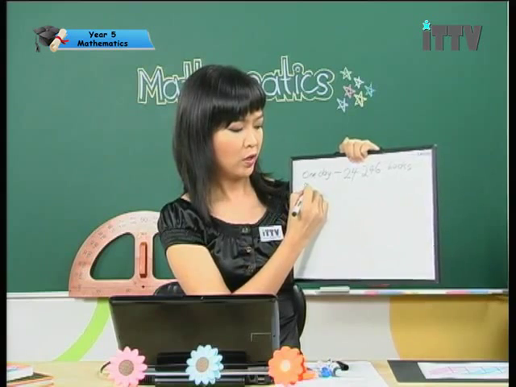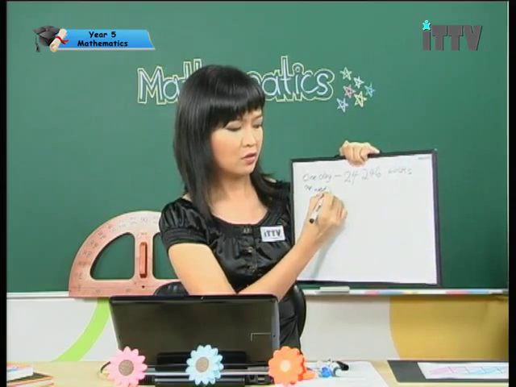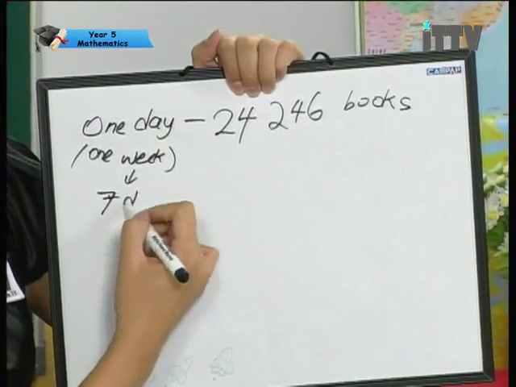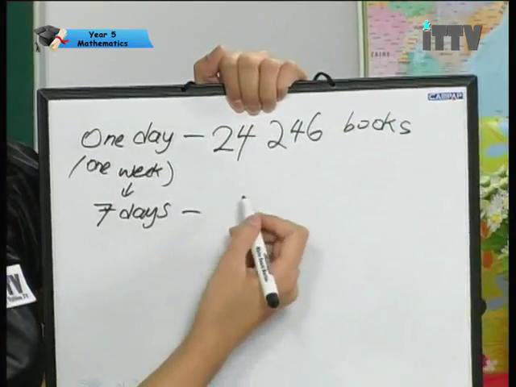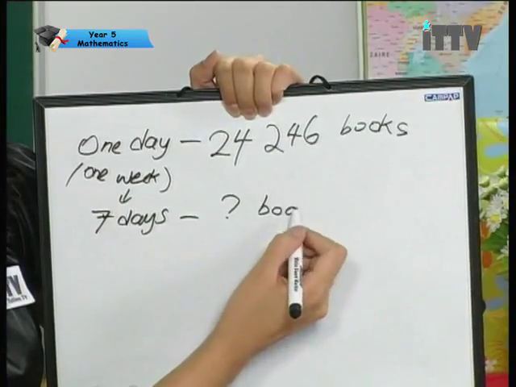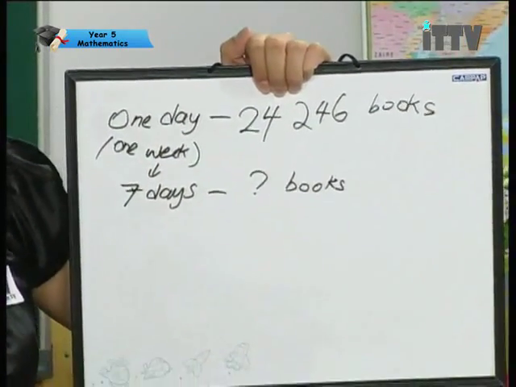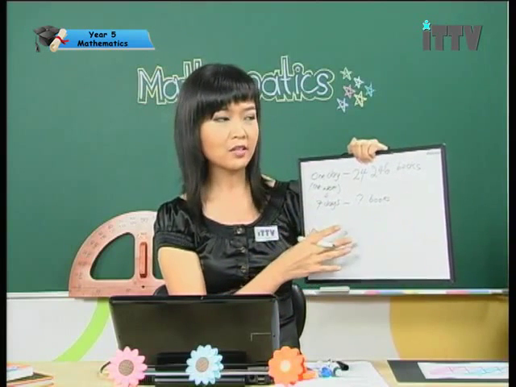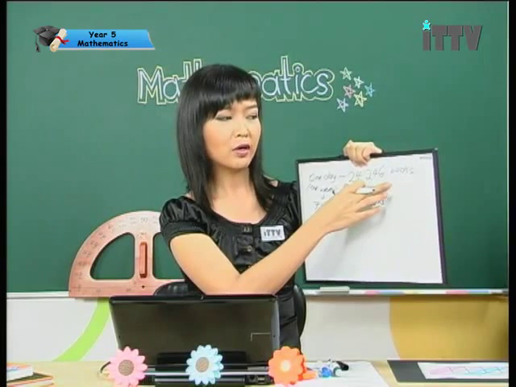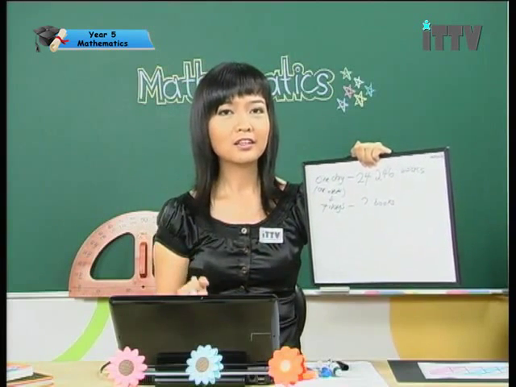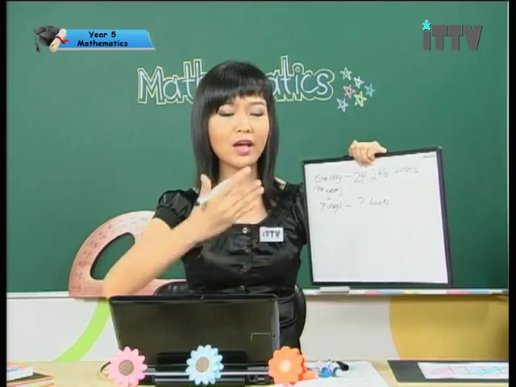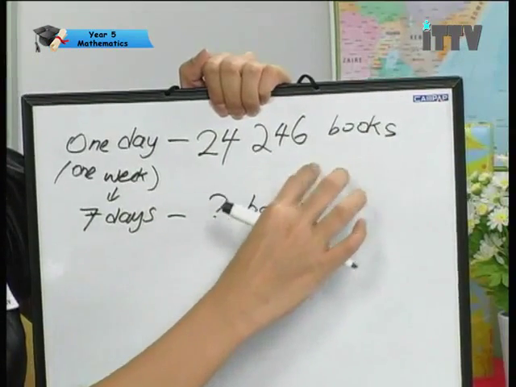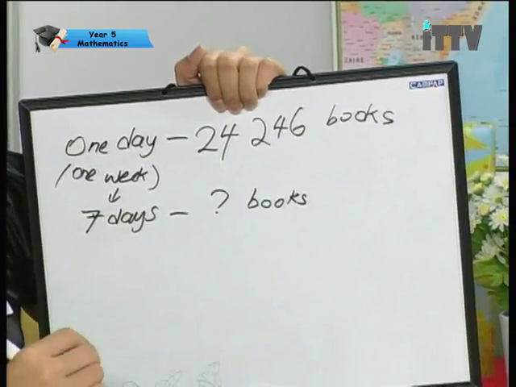So, 1 week. How many days do we have in 1 week? 7 days. Okay, so in 7 days, how many books do we have? Okay, now we know that 1 day we have this number. So for 7 days, we have to take this number and add it 6 more times. Okay, that means we have 7 times of 24,246.